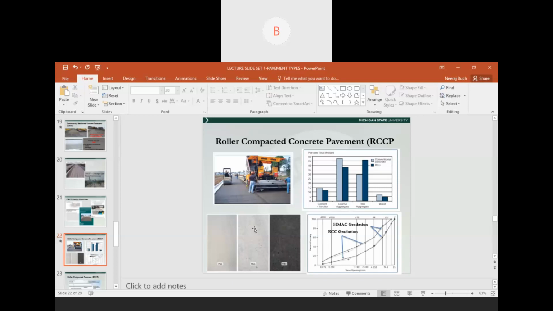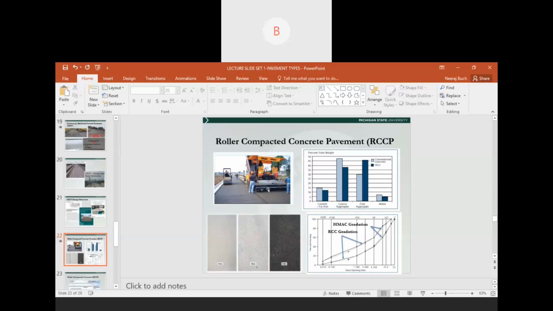The roller compacted concrete pavement, except for its color, which is grayish, has all the characteristics of an asphalt pavement. It is more like an asphalt pavement and less like a concrete pavement. And the picture you see on the top left shows how a roller compacted concrete is placed. It is placed using an asphalt paver. So the same equipment that one uses to construct an asphalt pavement is used to place the roller compacted concrete.